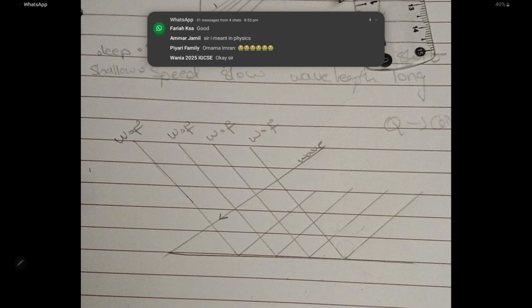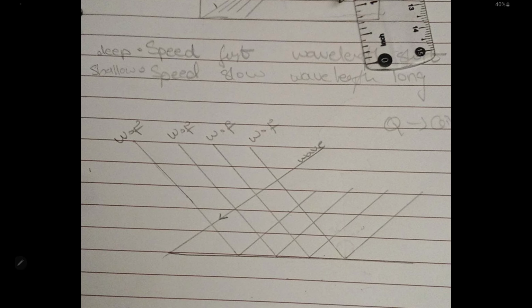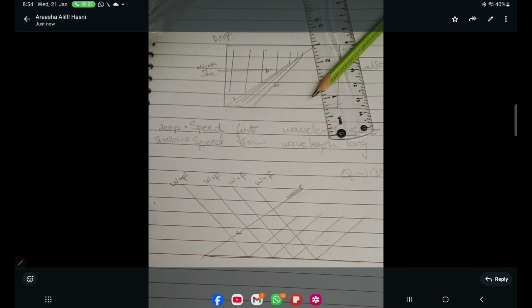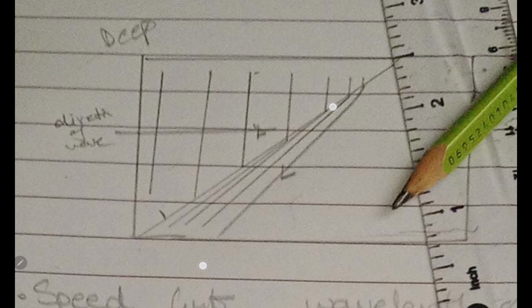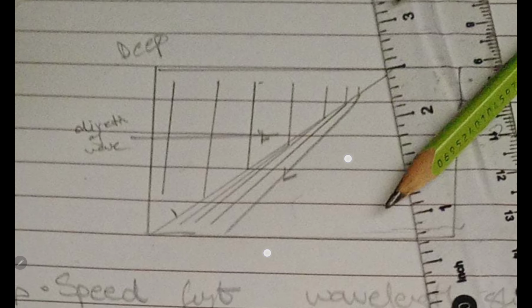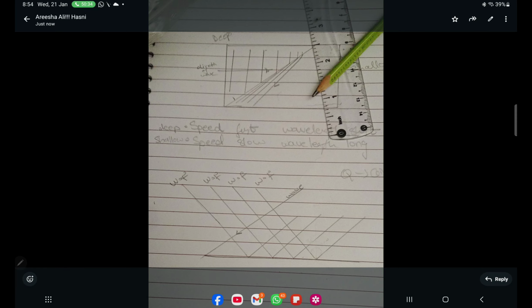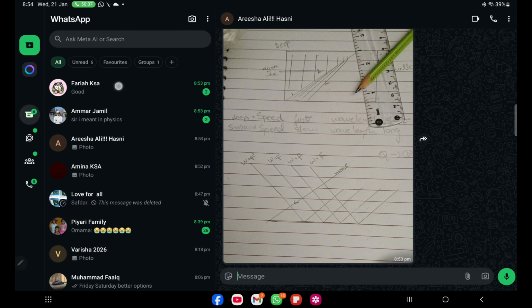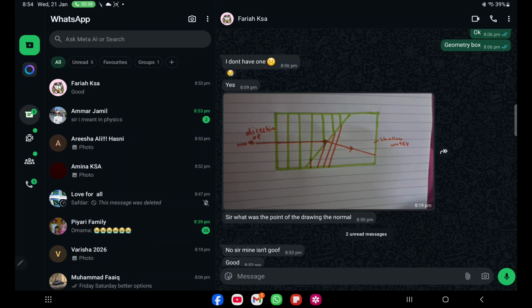Now this diagram is perfect, Arisha, because all the lines are parallel to each other and your diagram is perfect right now. And in the above diagram you can see the wavefronts are not parallel to each other, that's why I rejected your diagram in the refraction. I hope that you will redraw refraction as well.